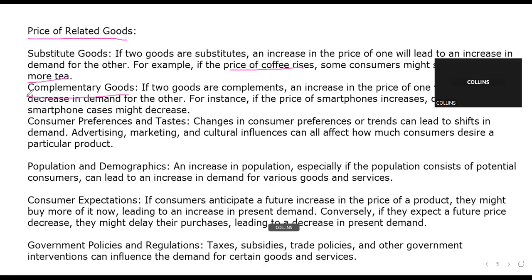So the other factors that will affect your demand could include preferences and tastes. So changes in your tastes. You go to the US, you come back to Zambia, you no longer eat Nshima. Not because Nshima is expensive, but your tastes have changed. So that is another factor that will affect your demand.